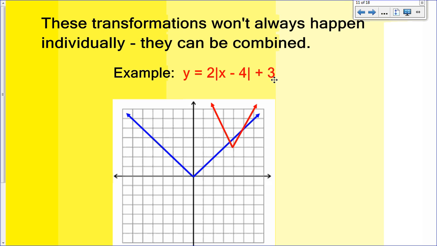X minus 4 plus 3. The plus 3 means that we're going to shift this parent function up 3 points on the y-axis, and the negative 4 means that we're actually going to move it in the opposite direction, to the right 4 spaces. 1, 2, 3, 4. That would be our vertex, the point of the V.